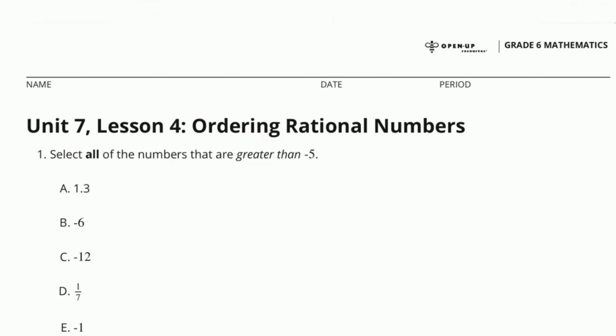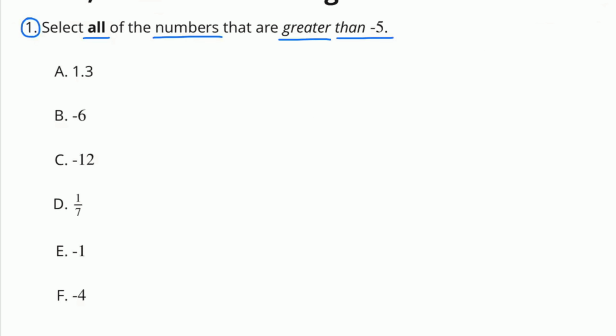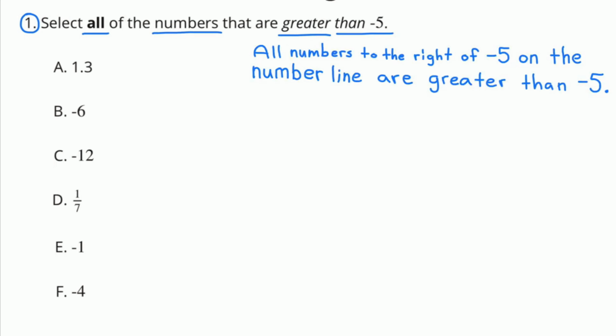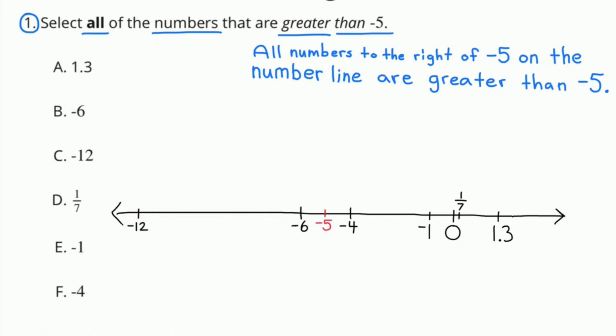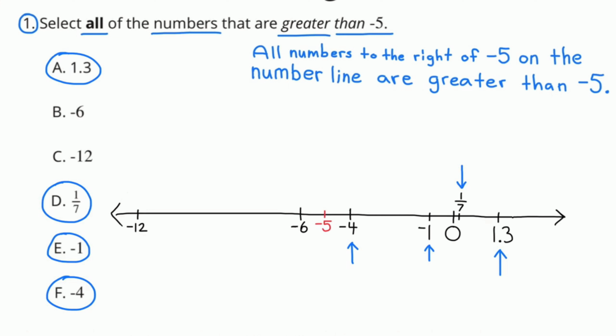Unit 7, Lesson 4, Ordering Rational Numbers. Number 1. Select all the numbers that are greater than negative 5. All numbers to the right of negative 5 on the number line are greater than negative 5. I made a number line, and you can see that I placed the numbers on the number line. So all the numbers that are to the right of negative 5 will be greater than negative 5. Negative 4, negative 1, 1/7, 1 3/10. So I circled A, D, E, and F.